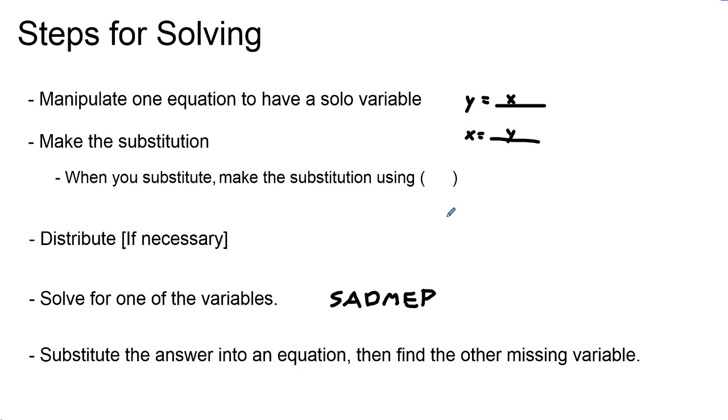So next, you're going to solve for one of the variables, and we do so with our standard SADMAP, okay? Because distribute's up here, and then we're going to use SADMAP: subtraction, addition, division, multiplication, exponents, parentheses. And then once we get one of the answers, we'll get x equals a number. We're going to take that value and plug it into one of the equations. Doing so will allow us to find the other missing variable, and then we have the answer to our system. Every answer that we give to a system needs to be in the form of a coordinate. You remember that from the last section, x and y.